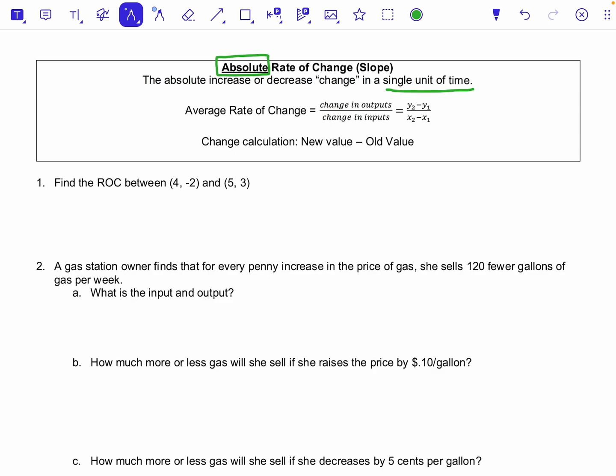And so our formula would be looking at that change in the outputs, just like what we were doing in the last lesson, where we took that new value and subtracted the old value. And then we're going to divide it by the change in the inputs. That's what gets us the single unit of time. Now, as I mentioned before, this is the same thing as slope. And so I put in here the slope formula because that might be a little more familiar to you. You'll notice right here, this is our traditional slope formula. It's just another way to describe the same thing we're finding.